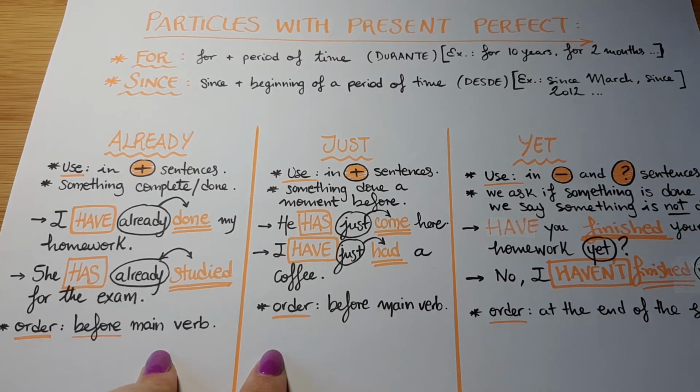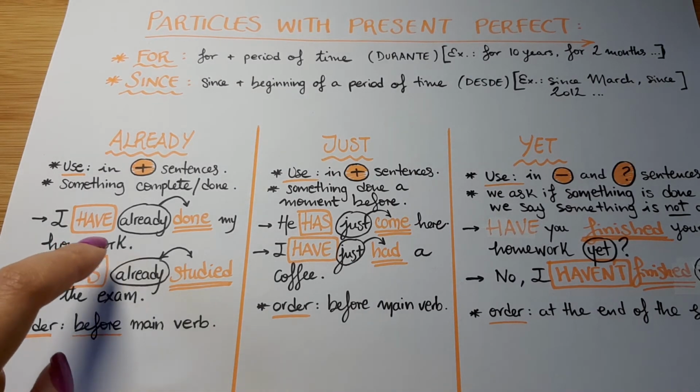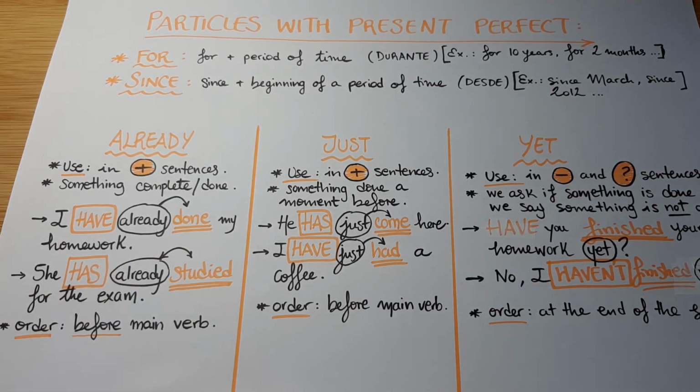Algo que ya se ha hecho, okay? Una acción ya completada o ya hecha. Both are used in affirmative sentences with the verb in affirmative form. So, for example, I have already done my homework. She has already studied for the exam. Ya ha hecho sus deberes, ya ha estudiado para el examen.